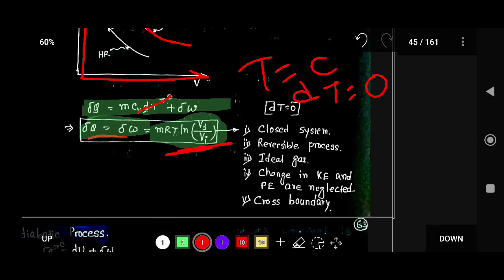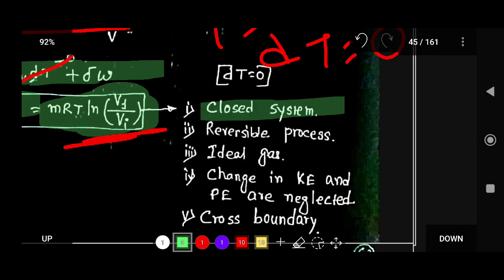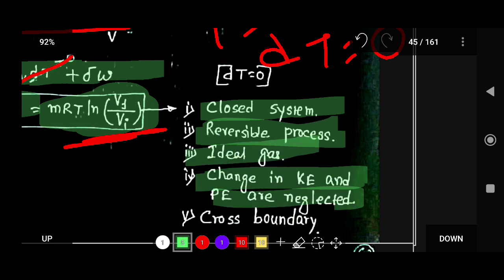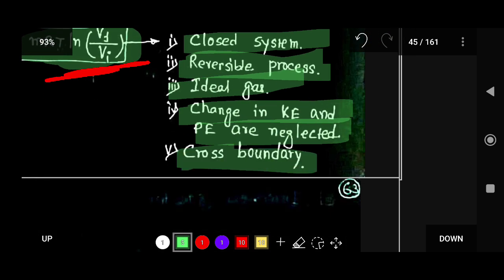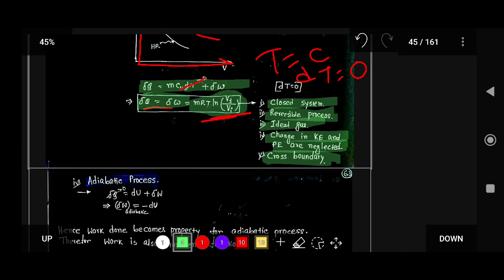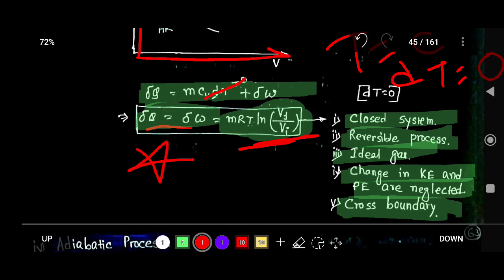This equation is applicable only when it is a closed system, reversible process, ideal gas, change in kinetic energy and potential energy are neglected, and boundary work process. Okay. So this is the formula, very very important. You can remember this formula, del q equals mRT ln v final upon v initial.